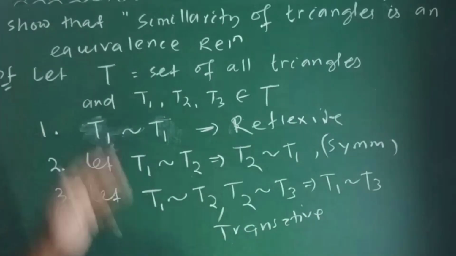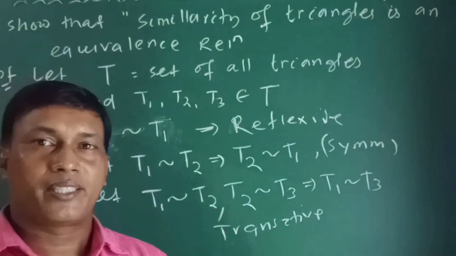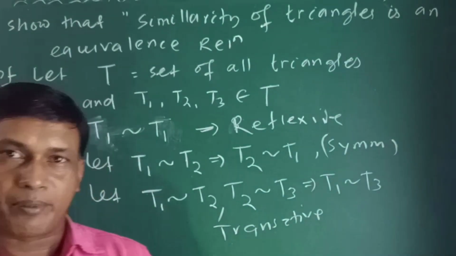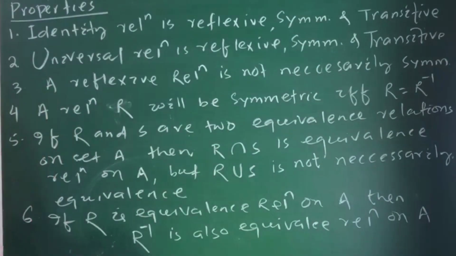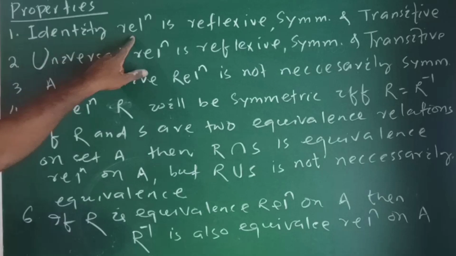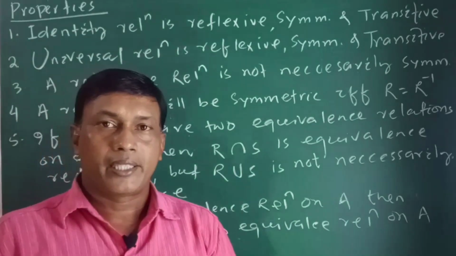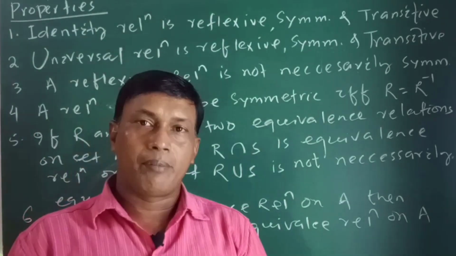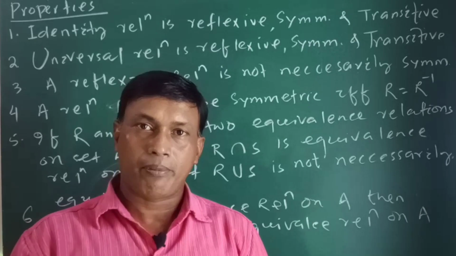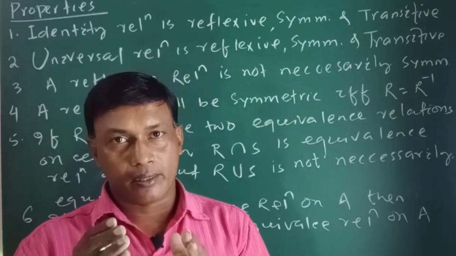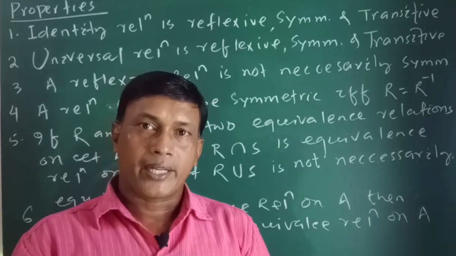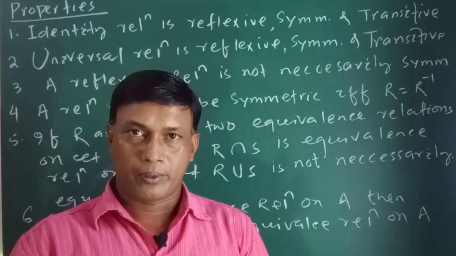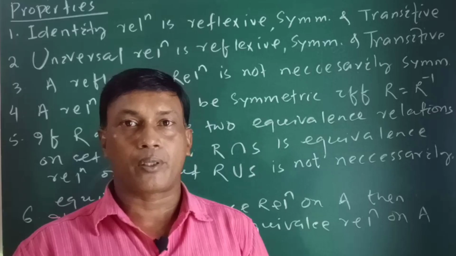Hence, this is such a relation which is reflexive, symmetric and transitive. Hence, the relation is an equivalence relation. Now, the important properties. Identity relation, I have already said, means every element will be related with itself always. One element can't be related to others.